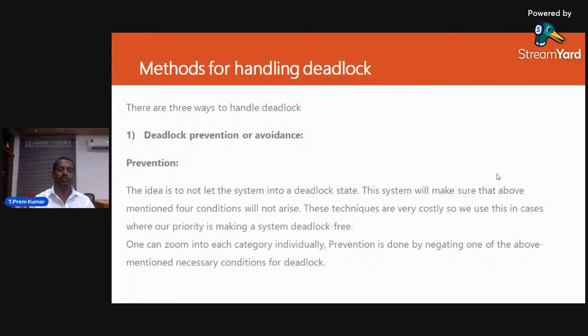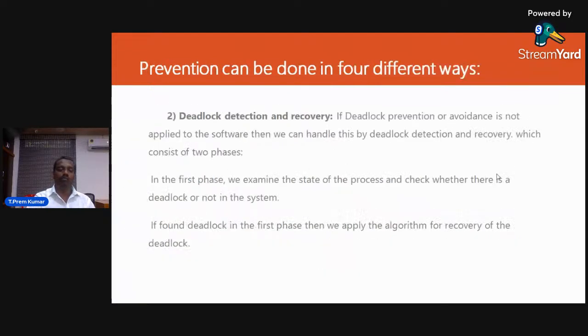Previously we discussed the four conditions, so when we follow that, we can avoid the deadlock situation. These techniques are very costly, so we use them in cases where our priority is making a system deadlock free. One can zoom into each category individually. Prevention is done by negating one of the above mentioned necessary conditions for deadlock.